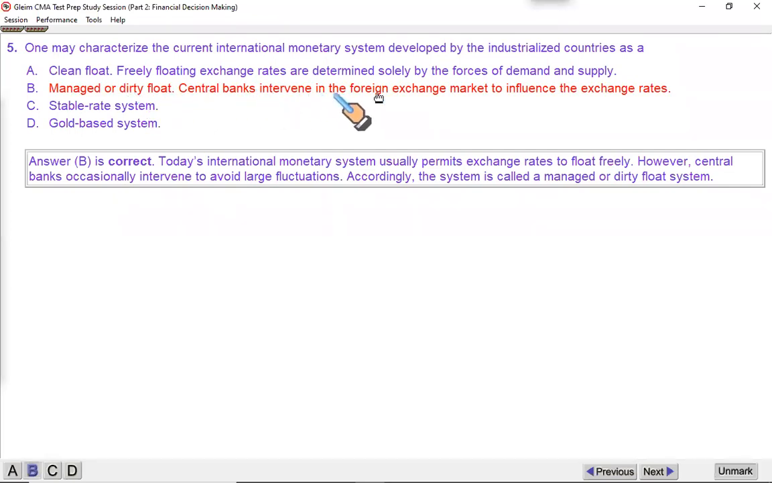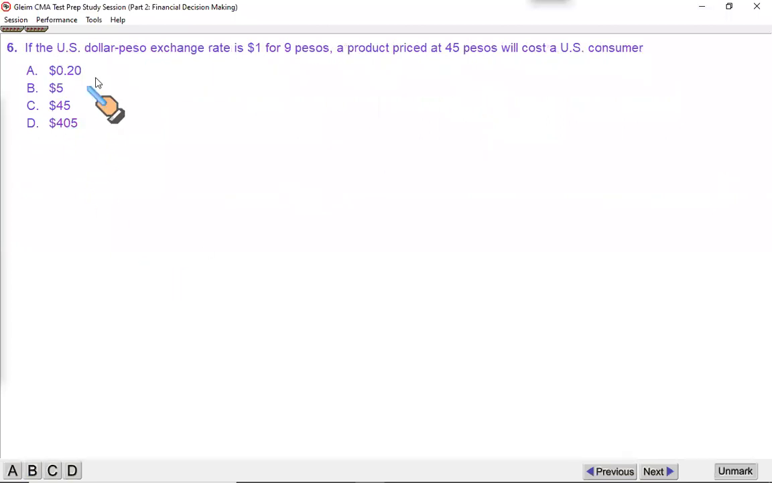So central banks intervene in the foreign exchange market to influence the exchange rate, just like in Pakistan. If the US dollar-peso exchange rate is $1 for 9 pesos, a product priced at 45 pesos will cost a US consumer what? I would recommend you use this simple arithmetic to solve exchange rate related questions. Simply write the currencies that are involved. We have dollars and pesos. This is dollars here. This is pesos here. It says 1 US dollar is 9 pesos. If we have to purchase an item that costs 45 pesos, how many dollars will it involve?